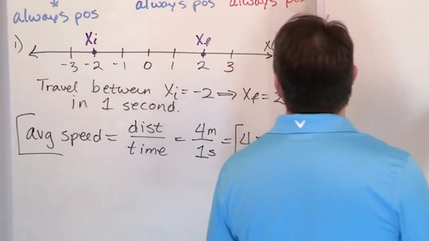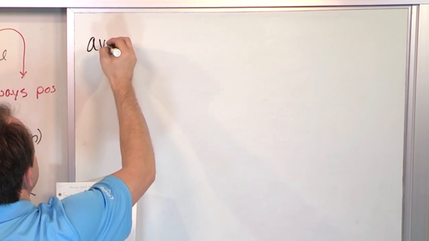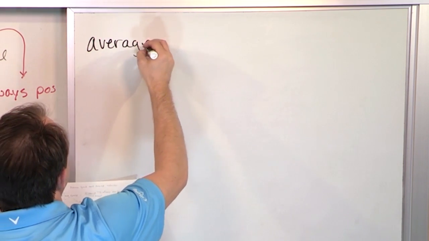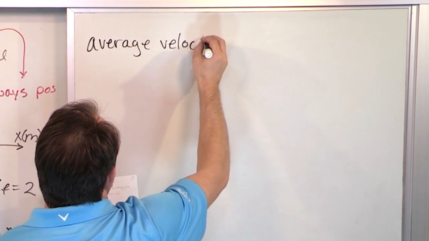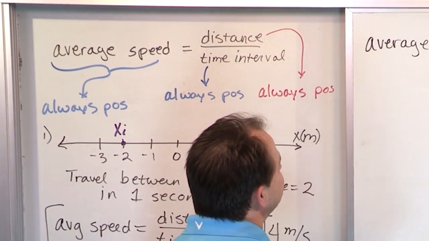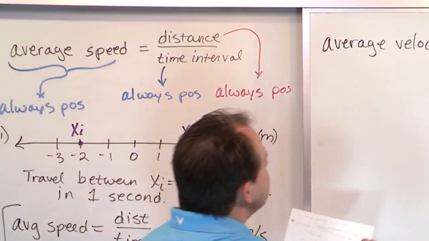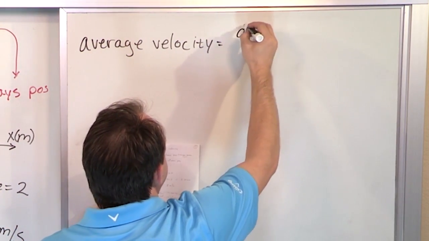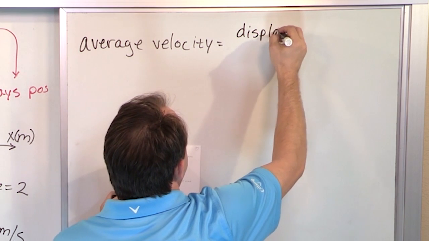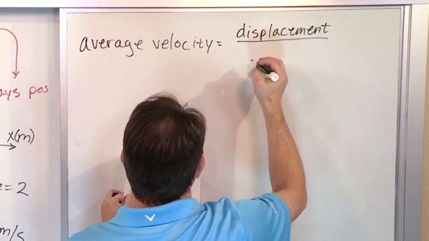All right, so now we want to define, over here we defined average speed, so let's go ahead and talk about its cousin, average velocity. I've danced around it, and you probably can guess what the formula for average velocity is going to be. Here, the formula for average speed was distance over time. Here, average velocity is going to be, what do you think? Displacement, which we learned about in the last section, over time interval.